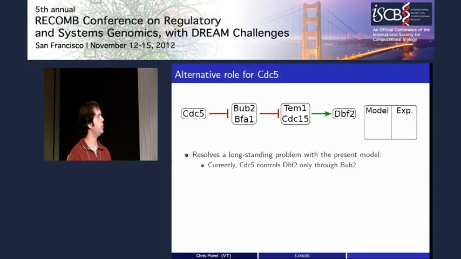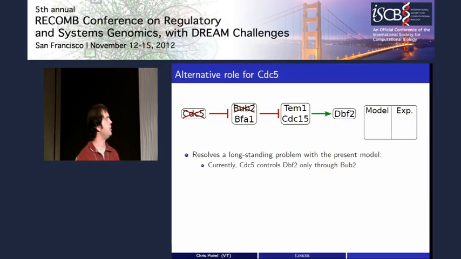Okay? So here's a very simple diagram for how CDC5 controls DBF2 in the current versions of their model. CDC5 inhibits the formation of this BUB2 BFA1 complex, which inhibits the formation of this TIM1 CDC15 complex, which activates DBF2. So CDC5 has an indirect positive effect on DBF2.